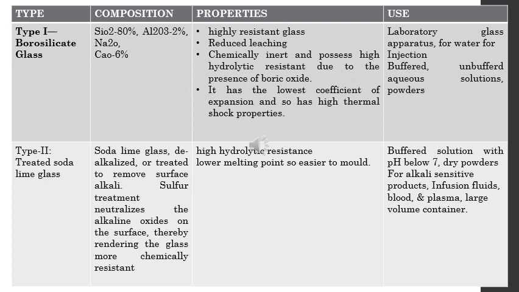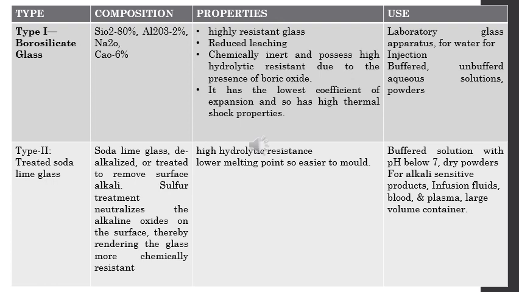It is highly resistant glass. It has reduced leaching property. Leaching we will discuss in the subsequent slides. Then chemically it is inert and it possesses high hydrolytic resistance due to the presence of boric oxide. It has the lowest coefficient of expansion and has high thermal shock properties, and it is used for preparing glass apparatus used in laboratories, for water for injections, for buffered and unbuffered aqueous solutions and powders.